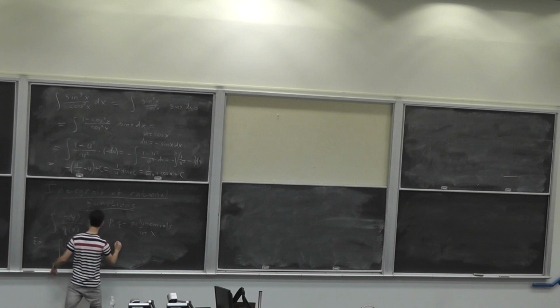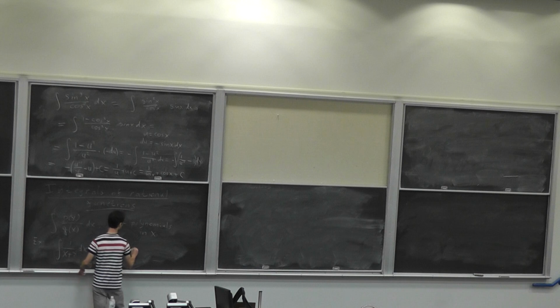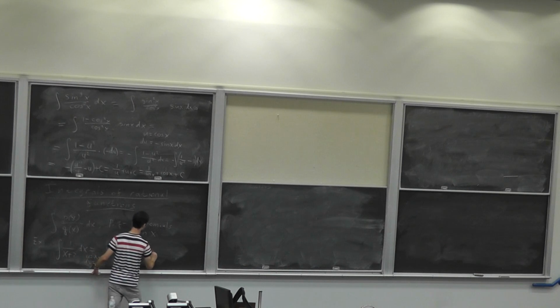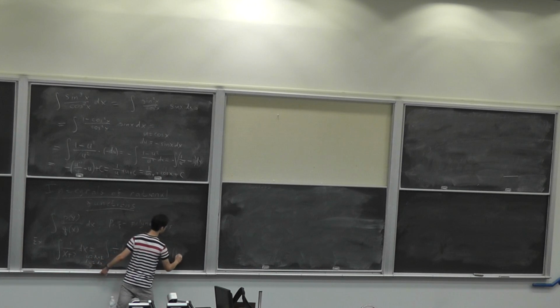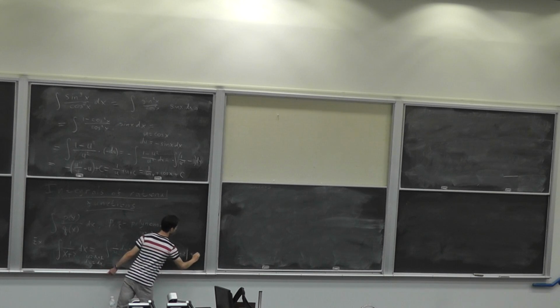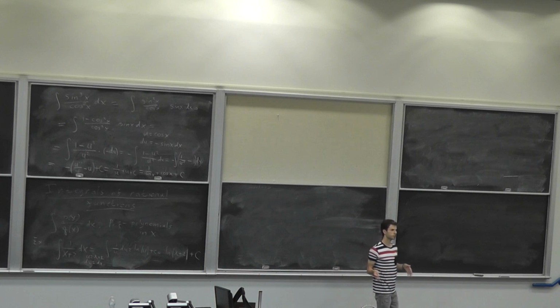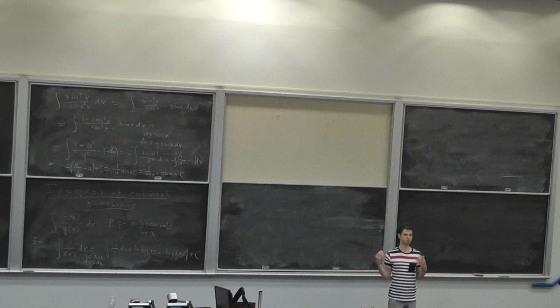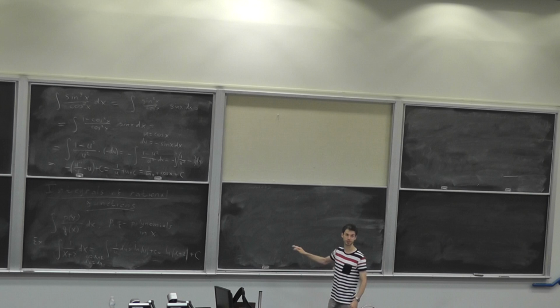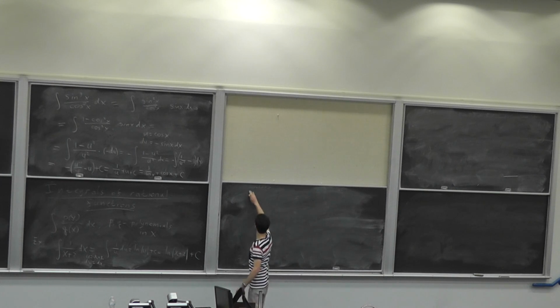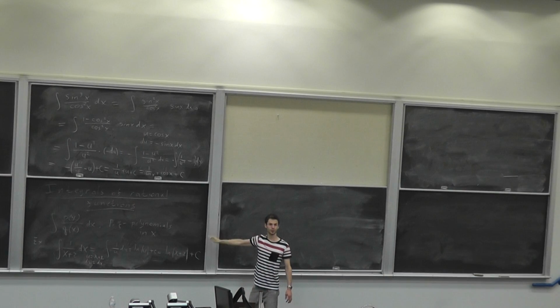So this is the integral of 1 over u du, which is log of the absolute value of u plus constant, which is log of the absolute value of x plus 2 plus constant. So this integral of 1 over x plus 2 is just the log of the absolute value of x plus 2. Very simple integral. Questions about this one?